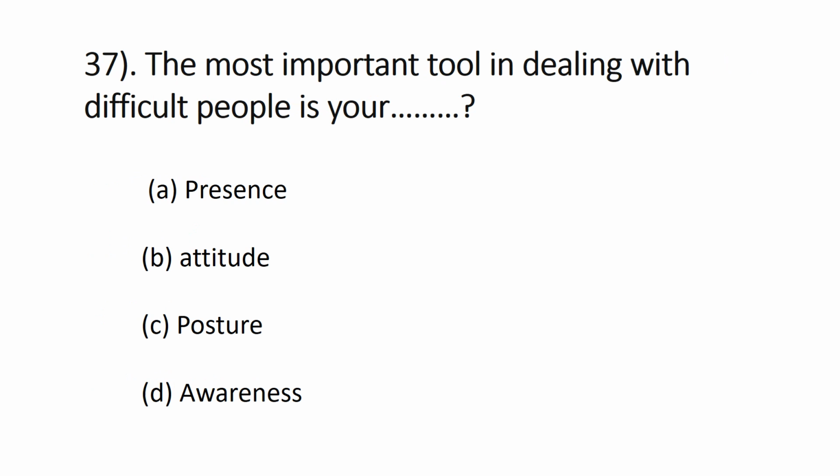Question number 37. The most important tool in dealing with difficult people is your: A. Presence, B. Attitude, C. Posture, D. Awareness. It depends on your attitude, so that is the right answer. The most important tool in dealing with difficult people is your attitude. How you deal with people depends on your attitude.